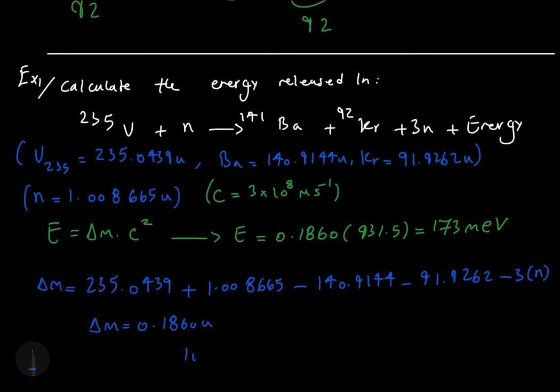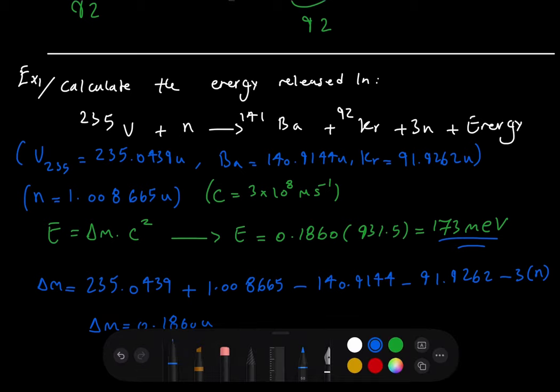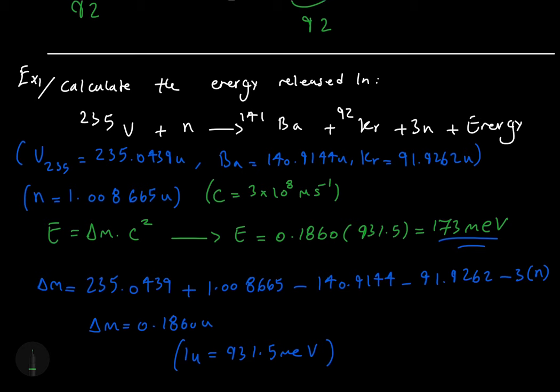And we know that 1 atomic mass unit is equal to approximately 931.5 mega electron volts. So you could do that to write the answer in mega electron volts. But if you want to get the answer in joules, you have to convert the atomic mass unit to kilograms first. And 1 atomic mass unit is about 1.66 times 10 to the power of negative 27 kilograms. So you'd have to multiply this by the mass defect.